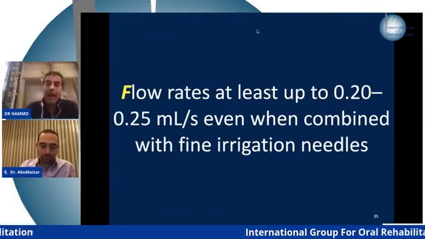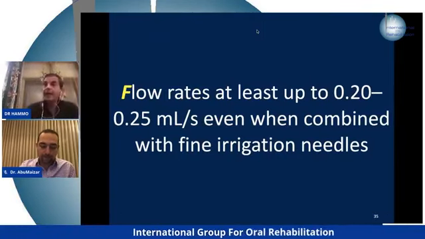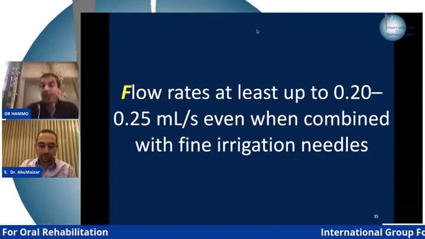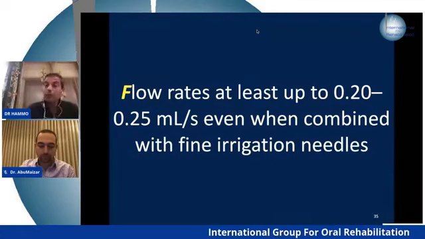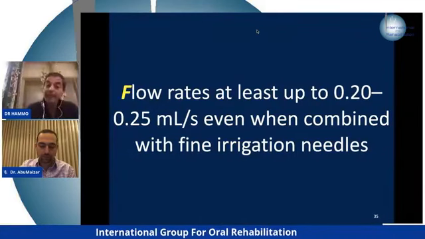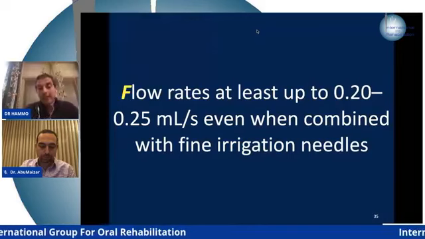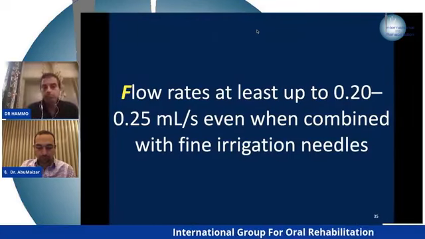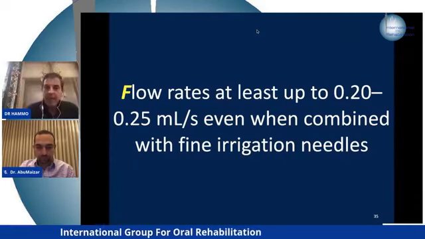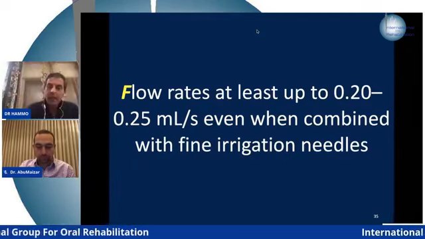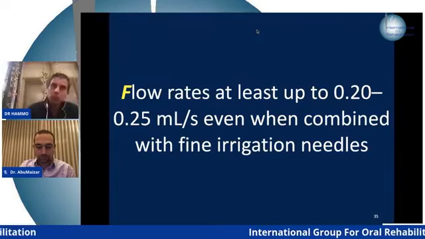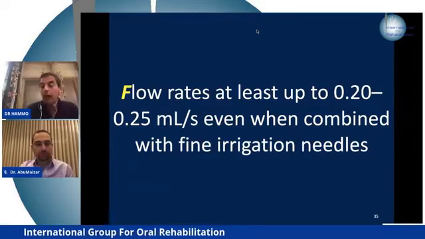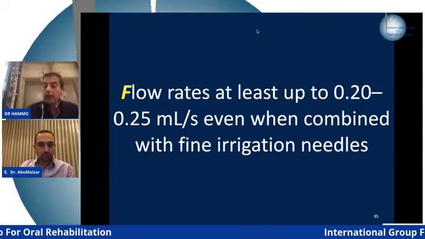Now, how much do I have to press the needle? According to Basirani, she said the flow rate should be at least 0.2 to 0.25 milliliter per second, which means every 1 ml needs about 5 seconds. That means the syringe will take between 20 to 30 seconds. So take your time while you are making your irrigation.